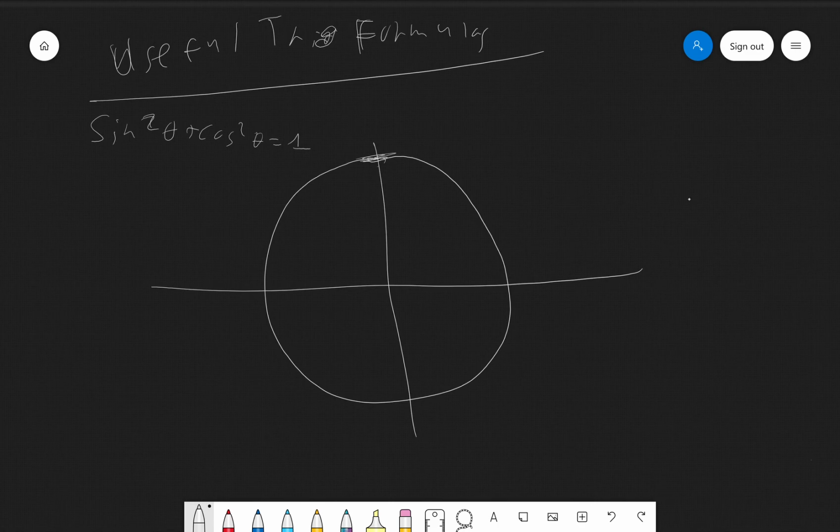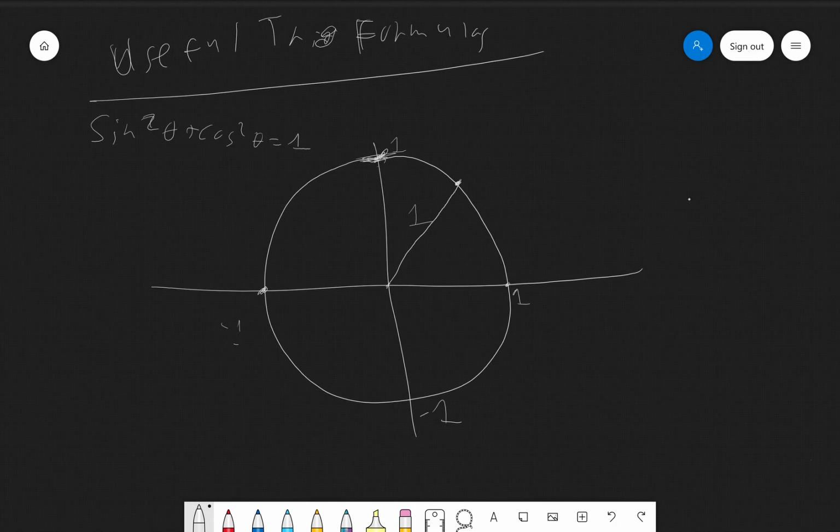So, let's say we pick some random point, and this is a unit circle, so when we draw a radius, this length is 1. Here we have the point 1, 0. This top one is 0, 1. To the left, we have -1, 0, and then to the bottom, we have 0, -1.